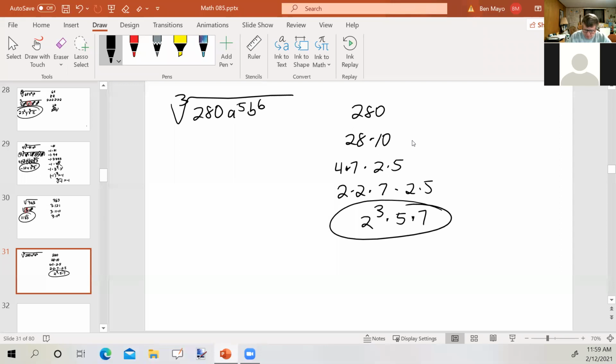Yes. All right. My index is a 3. So now I'm going to write this as 2 cubed times 5 times 7 times a cubed times a squared, because I can only take one a cubed out of that, and the a squared is going to be leftovers. B to the 6th, because 6 is a multiple of the index.